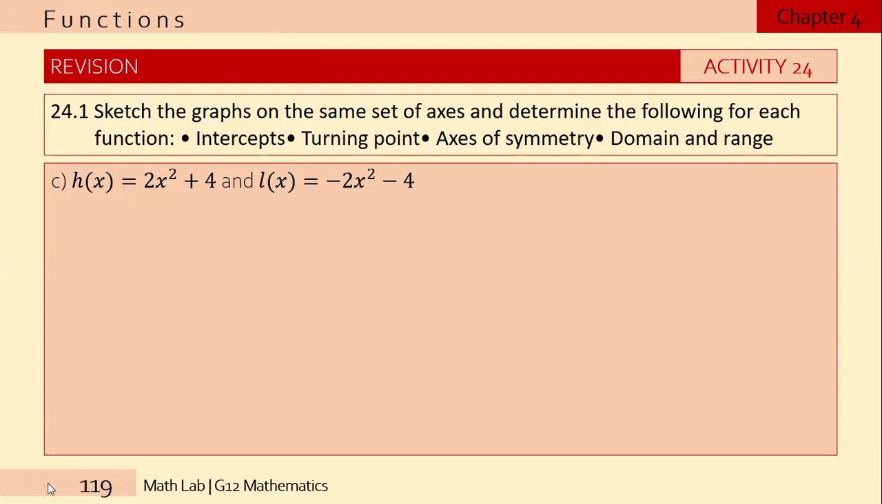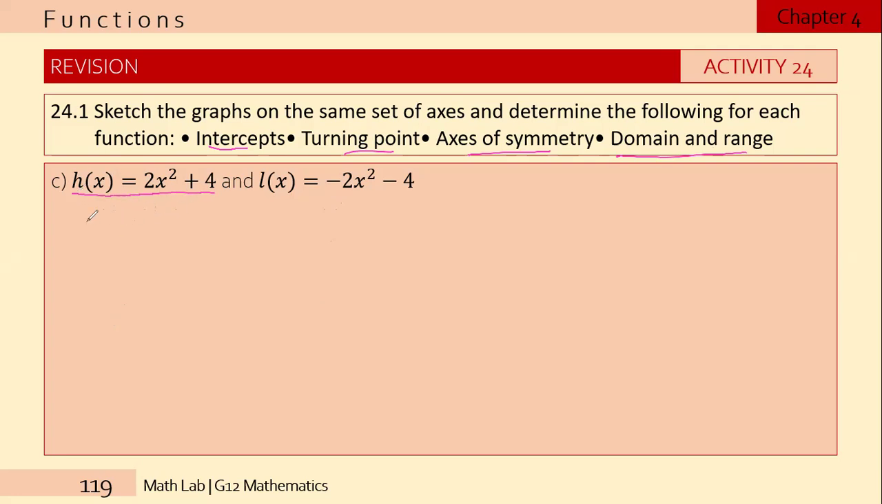It's a simple one. So we've got these two graphs, h of x equals 2x squared plus 4, and then L of x, which is minus 2x squared minus 4. For each of these graphs, we need to find the x-intercept, the turning point, the axis of symmetry, and the domain. All right, so let's do that.